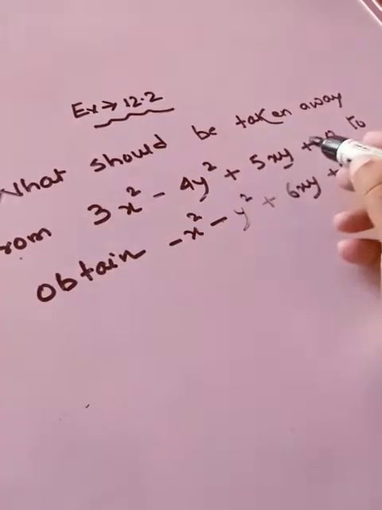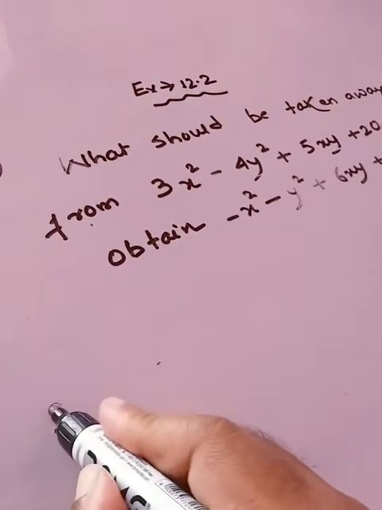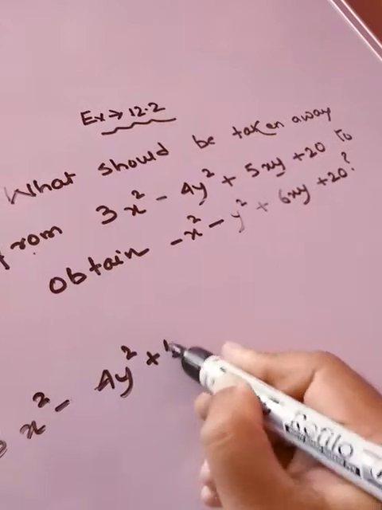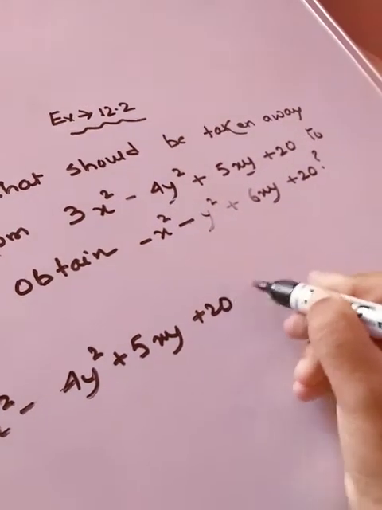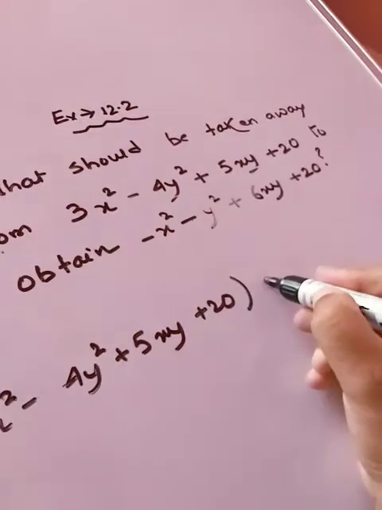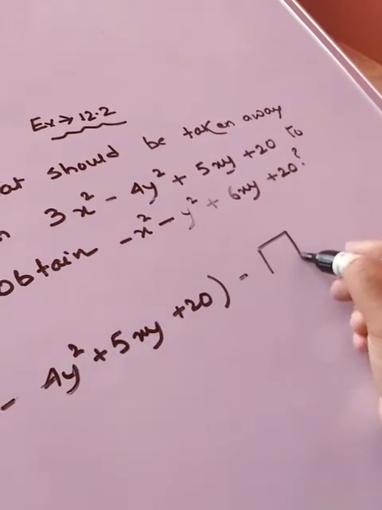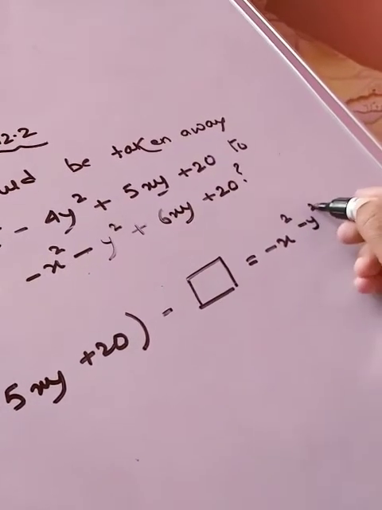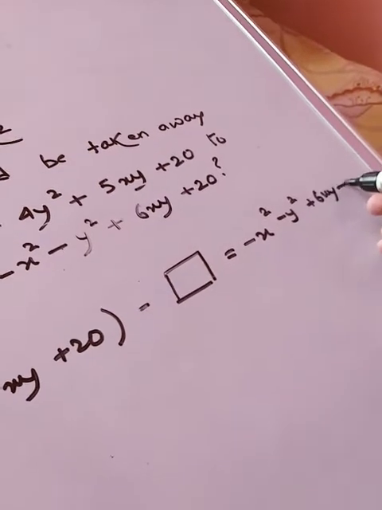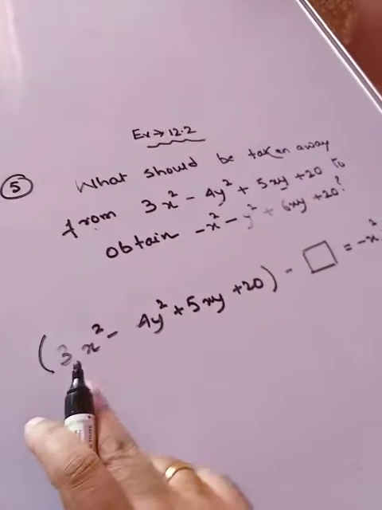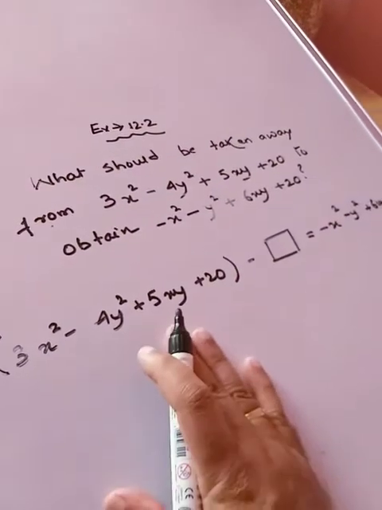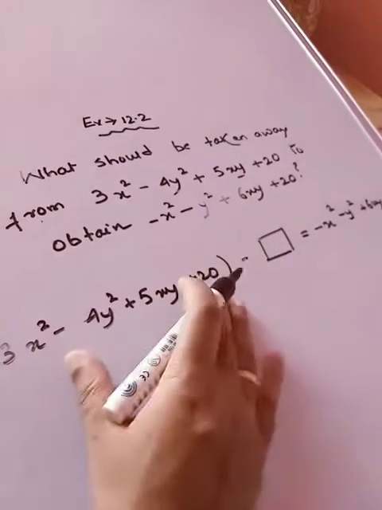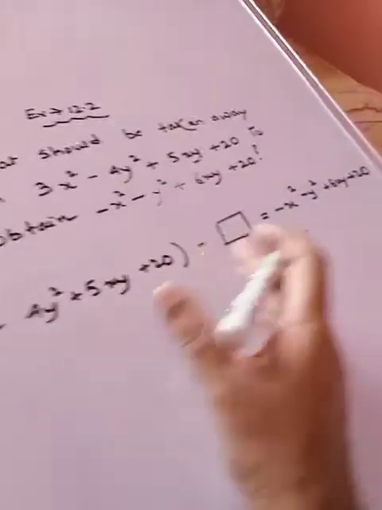So we'll write this part first. Just write it down like this, just to make you understand: 3x² − 4y² + 5xy + 20. Now from this, what do you have to subtract to obtain this one? So this is the question. Understood? What was the number here? 10 minus box is equal to 6, isn't it? So what we did: 10 minus 6. Same thing we'll do, this minus this.